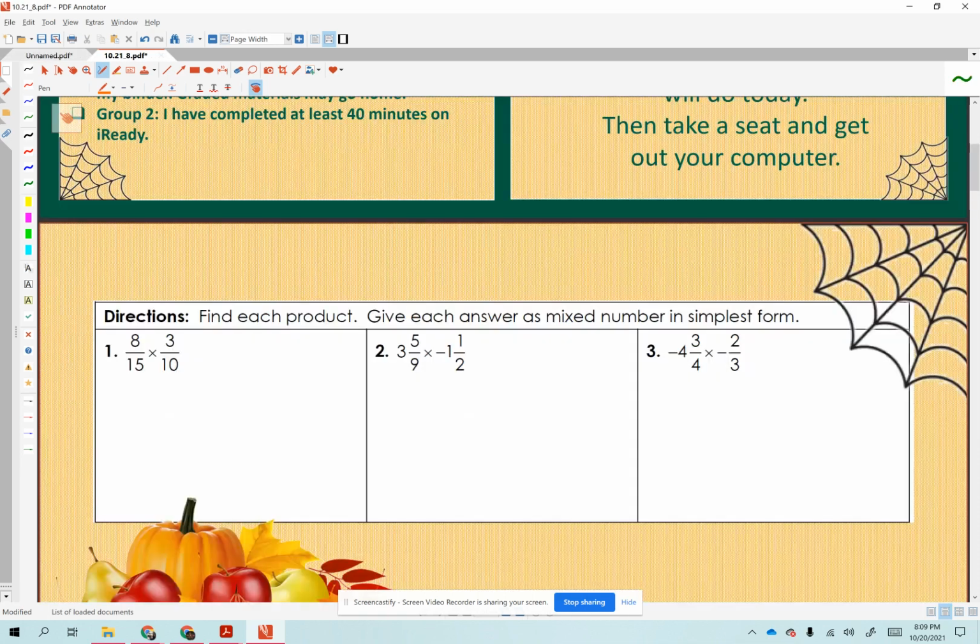So let's put that answer on the other paper. I hope you showed your work. We ended up with 4/5 times 1/5, which equals 4/25.